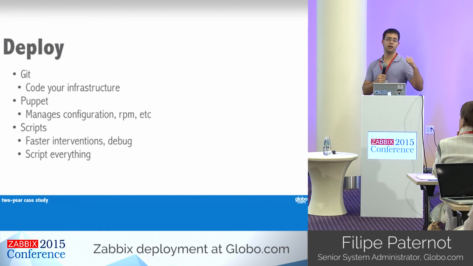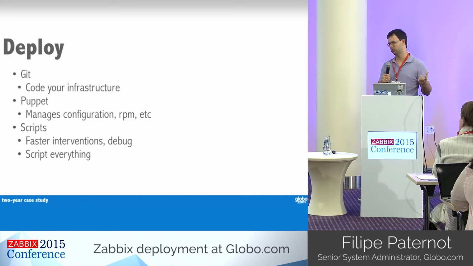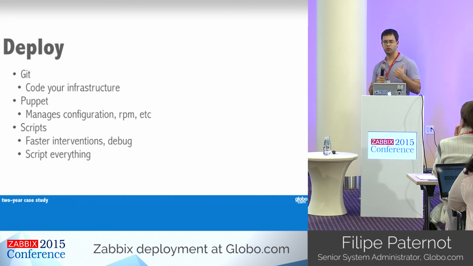Anything else? We have our deploy. It's managed with Git. We create our Puppet recipes and put them in Git, so we can code our infrastructure inside it. We use Puppet to keep them updated. It makes it easy for us to have, right now, 4 or 5 environments: a production one, a staging one that replicates the production, and 2 smaller ones for development.